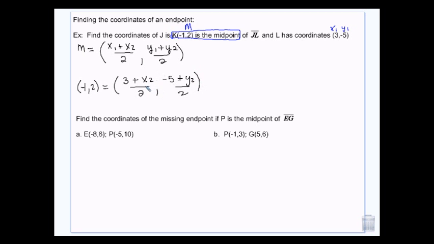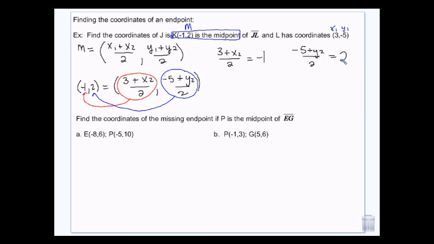Now when we used the midpoint going from the ends to the middle, I add these together, divide by 2, and I get an x coordinate. So what this tells me is this part right here equals negative 1, and this part right here equals 2. So I can set them each equal. I can say 3 plus x2 divided by 2 equals negative 1. And negative 5 plus y2 divided by 2 equals 2. So I can take the midpoint and I get 2 equations out of this.